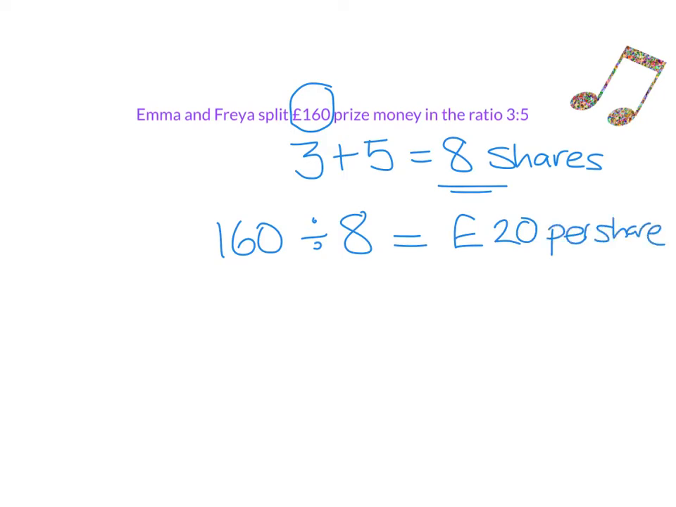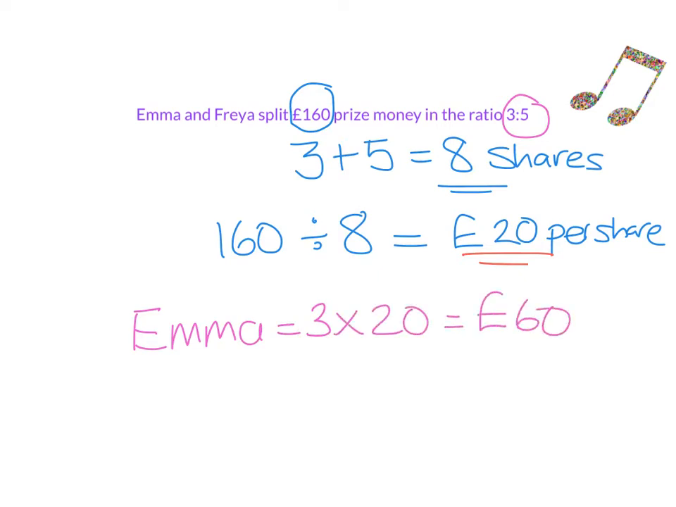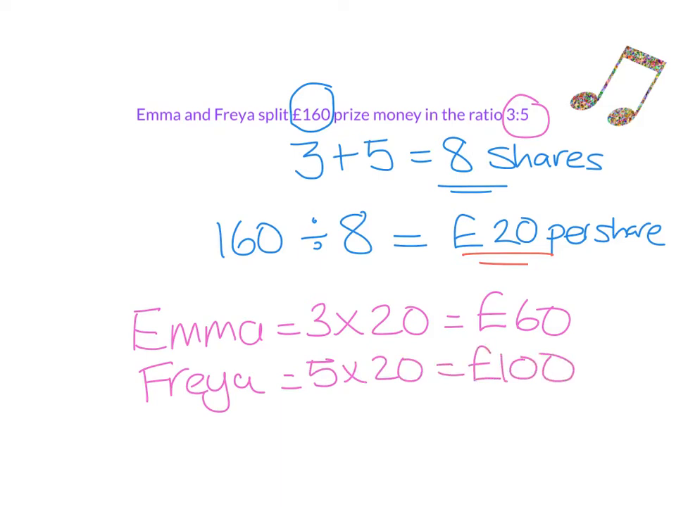Shares are not always worth £20. And now I'm going to split the money. So Emma is 3 shares at £20 each, which gives her £60. And Freya has 5 shares at £20 each, which gives her £100. Altogether £160, and that was the total we had, so we're happy we've allocated it correctly.